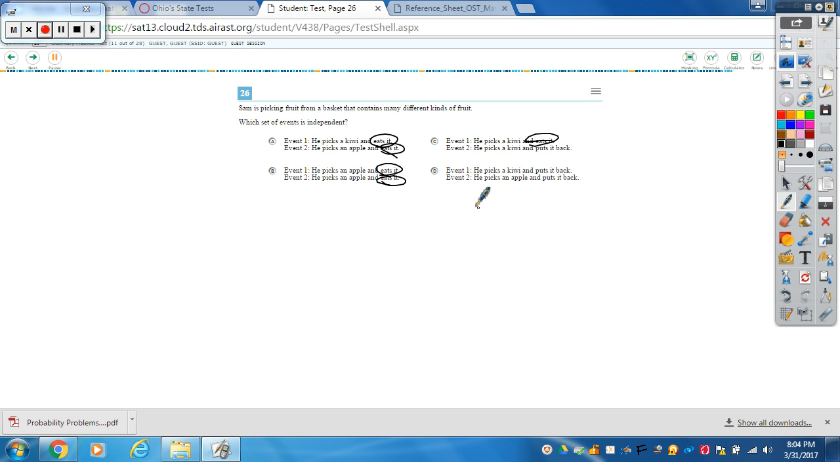So as a result, the answer is going to be letter D. He picks a kiwi, puts it back. He picks an apple and puts it back. Whatever happened in the first event had no bearing on what was going to happen in the second event. And that's why D is your answer. Okay?